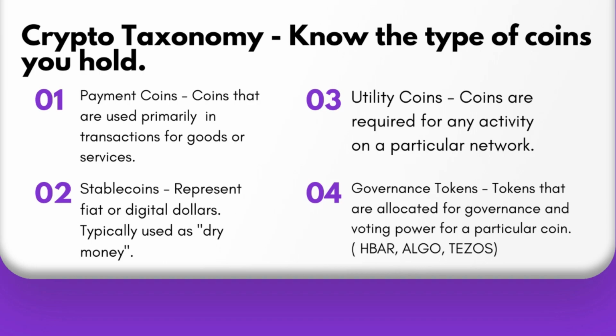Then we have utility coins that are required for any activity on a particular network. Binance, Ethereum, and Hedera Hashgraph are smart contract platforms that require the use of their token for various network activities.